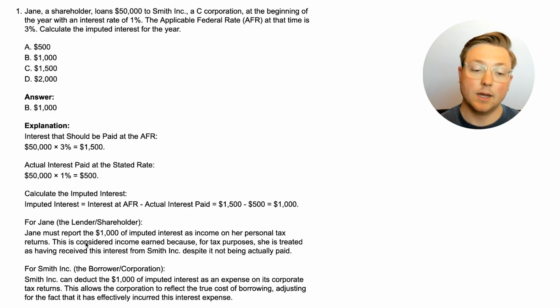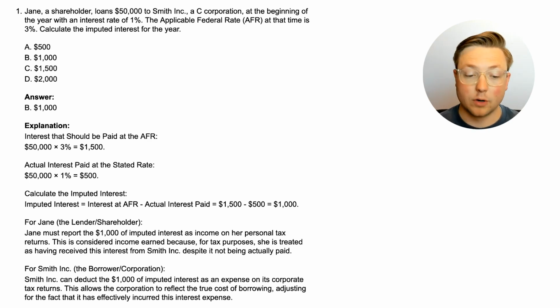Now, what does that mean? For Jane, who's the lender, and the shareholder in this case, but remember, this is specifically for the lender, Jane must report the $1,000 of imputed interest as income on her personal tax returns. This is considered income earned because, for tax purposes, she is treated as having received this interest from Smith Inc. despite it not actually being paid.